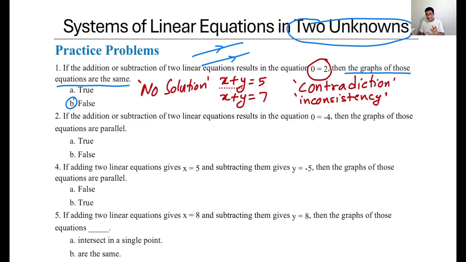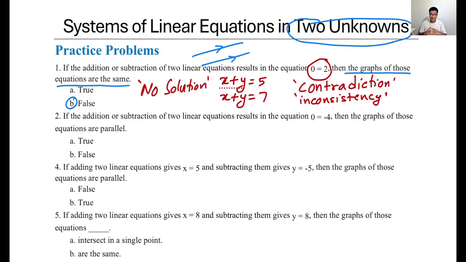If the same thing was in three variables, it would have been two parallel planes, like the floor and the ceiling. In 3D space, if you imagine the floor and the ceiling, they are never going to meet. That would be represented by three variables. Two parallel planes.